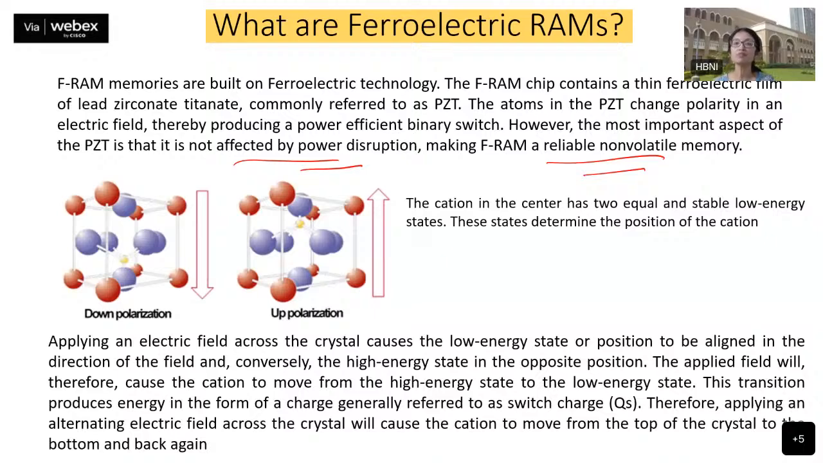Conversely, the higher energy state will be in the opposite position. So the applied field will therefore cause the cation to move from the higher energy state to the low energy state. And this produces energy in the form of a charge, which is referred to as the switch charge. So therefore, the alternating electric field across the crystal will cause the cation to move from the top of the crystal to the bottom and back again. So there is a kind of binary switch movement happening, a switch charge alteration is happening because of the application of this electric field.